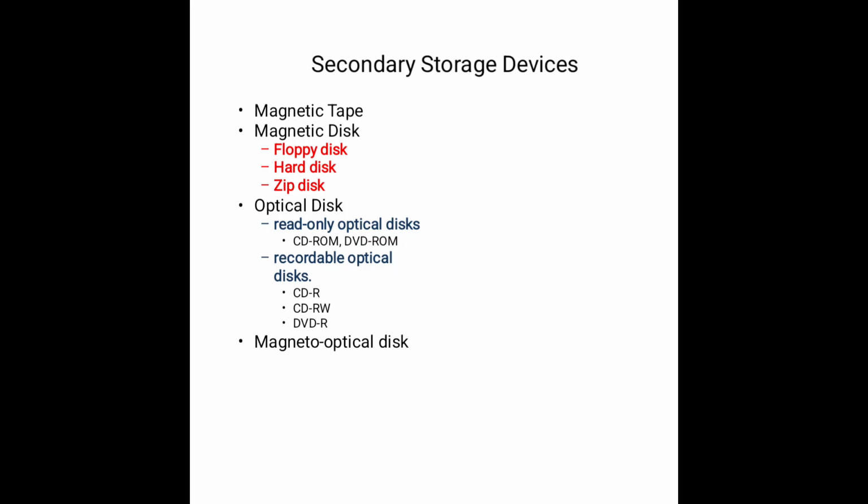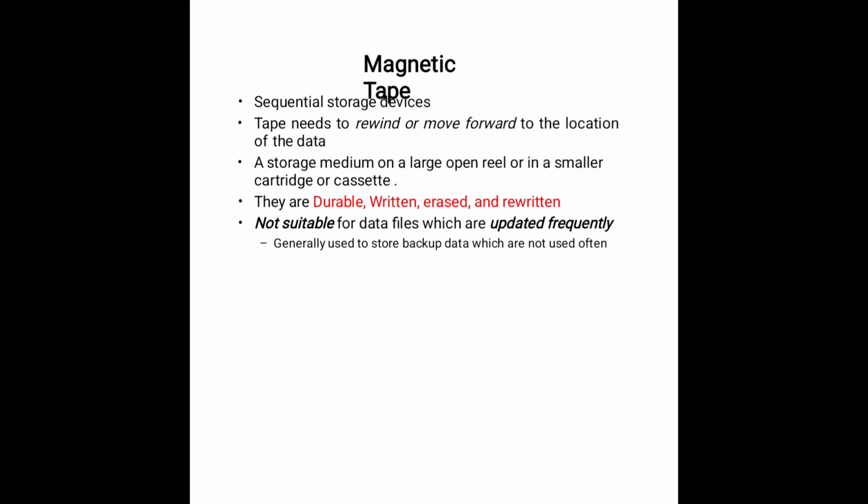So these are all the listed storage devices: magnetic tape, magnetic disk. Magnetic disk includes floppy disk, hard disk, zip disk. Optical disk includes read-only optical disk, that is compact disk ROM, read-only memory, DVD ROM, digital versatile disk read-only memory, and recordable optical disks are compact disk recordable, compact disk read write, digital versatile disk recordable, and the fourth one is the magneto-optical disk.